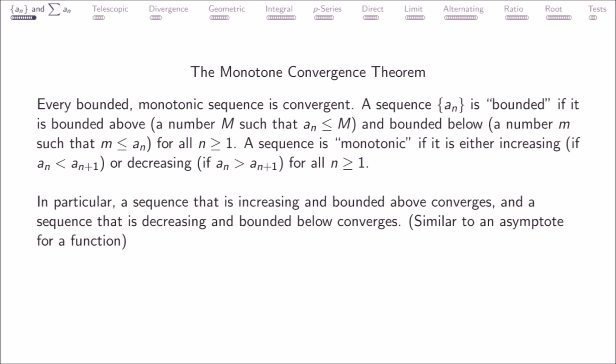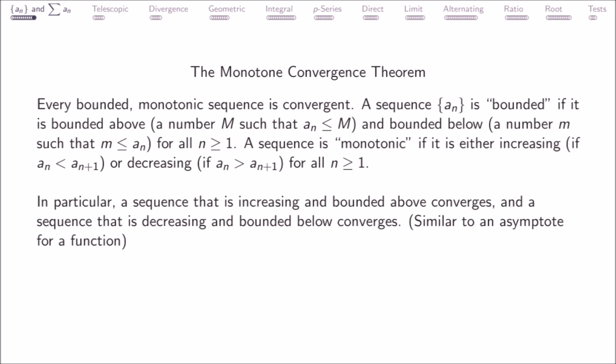The monotone convergence theorem. Every bounded monotonic sequence is convergent. A sequence is bounded if it is bounded above and bounded below for all n greater than or equal to 1. A sequence is monotonic if it is either increasing or decreasing for all n greater than or equal to 1.